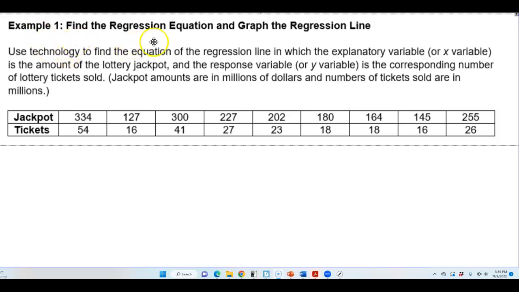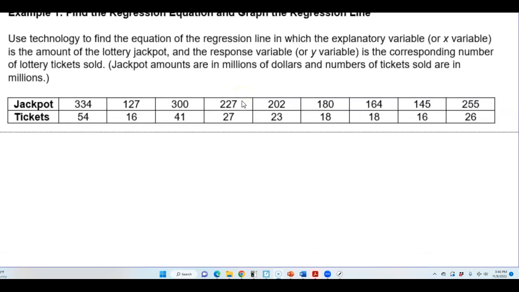Example 1. Find the regression equation and graph the regression line. Use technology to find the equation of the regression line in which the explanatory variable, or x variable, is the amount of the lottery jackpot, and the response variable, or y variable, is the corresponding number of lottery tickets sold. Jackpot amounts are in millions of dollars, and the numbers of tickets sold are in millions.